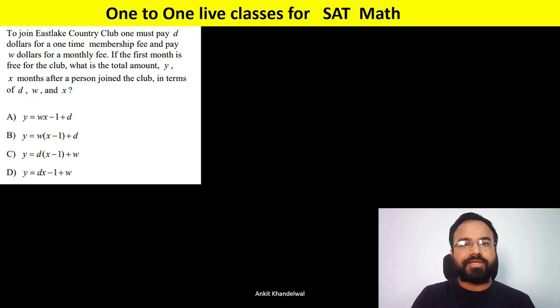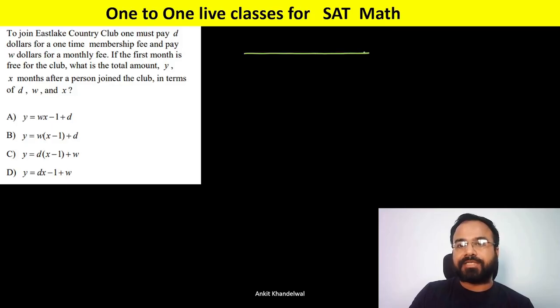It says to join East Lake Country Club, one must pay D dollars for a one-time membership fee and pay W dollars for a monthly fee. If the first month is free for the club, what is the total amount Y X months after a person joined the club in terms of D, W and X? So it means total amount Y we have to find for X months after person joined the club.